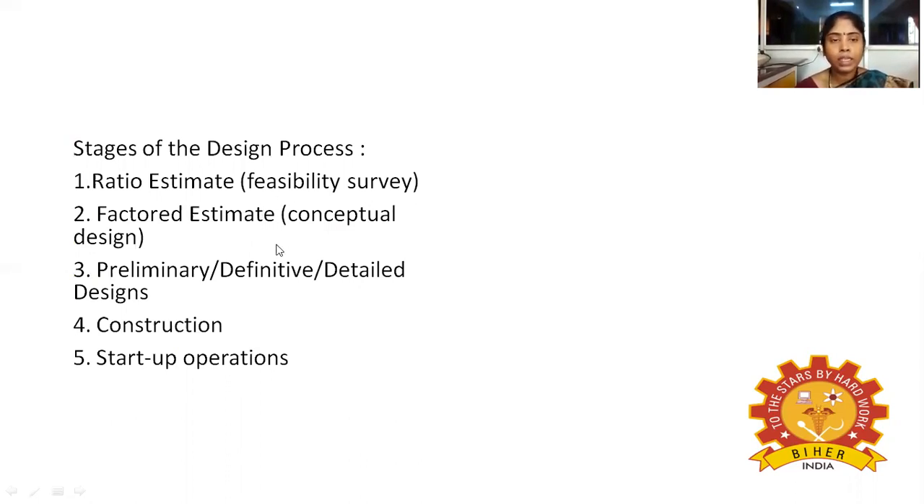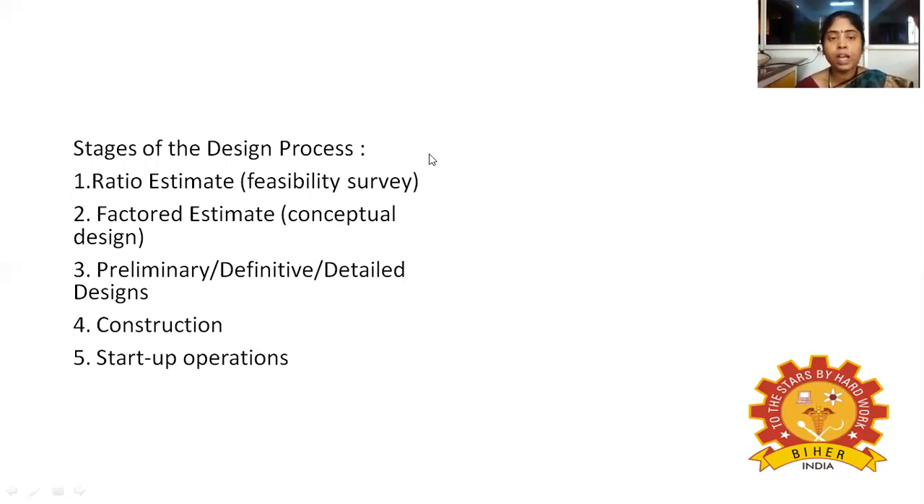The next one is the design. So that is the designing of a process. When we talk about the conceptual designing, we have 3 types of design: preliminary design, definitive design, and detailed design. Once it has been taken to the next level, that is said to be the construction, and then finally it will be taken to the startup operation.